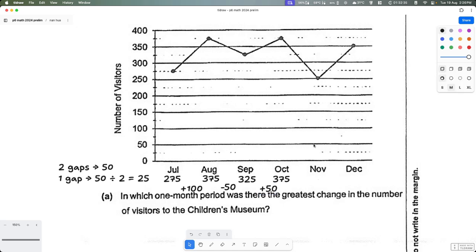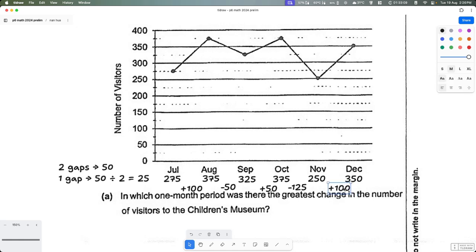Right, and then for November, it is 250. Here, 250. So 375 to 250, it should be minus 125. Okay, and then lastly, December is 350. I'm going to take this 350 minus 250. Okay, and this will just be a plus 100.